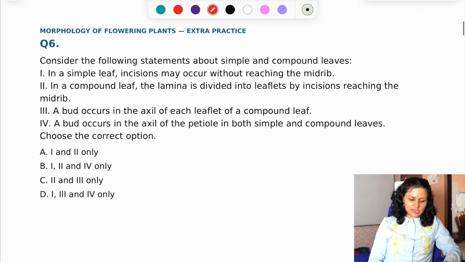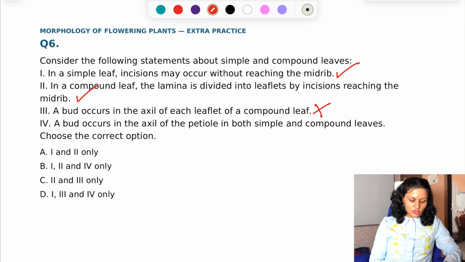Next, question number 6. Consider the following statements about simple and compound leaves. In a simple leaf, the incisions may occur without reaching the midrib. This is correct. In a compound leaf, the lamina is divided into leaflets by incisions reaching the midrib. This is correct. Third, a bud occurs in the axil of each leaflet of a compound leaf. False. The bud occurs only in the axil of the leaf. Okay, it does not occur in the axil of each leaflet.